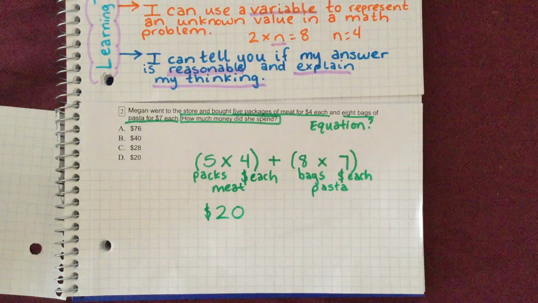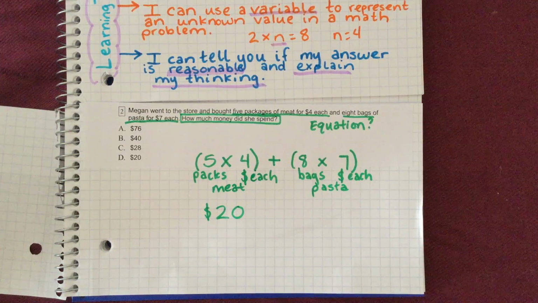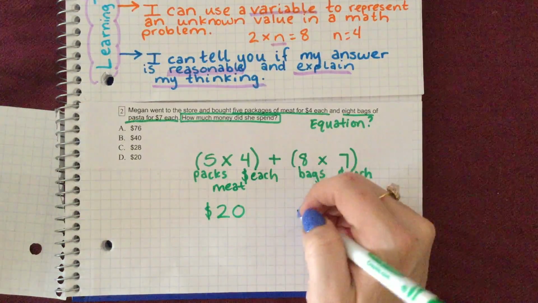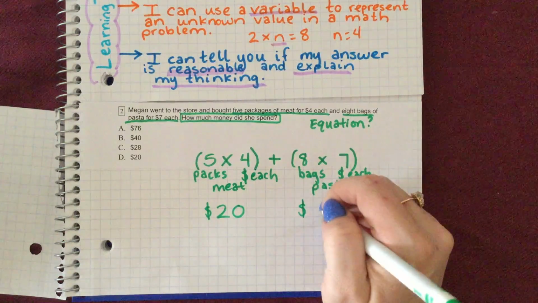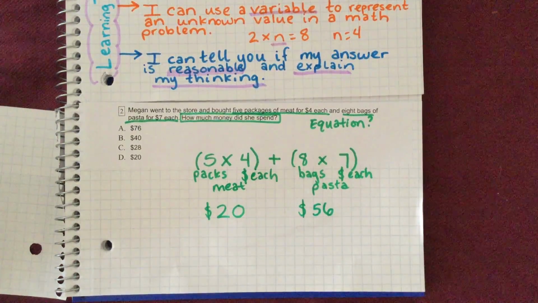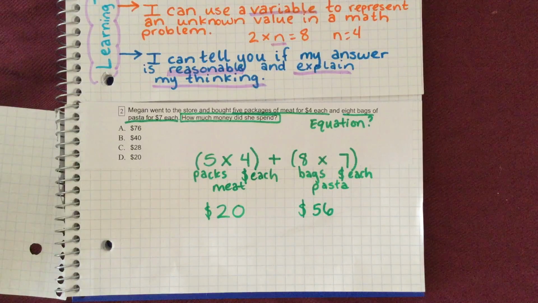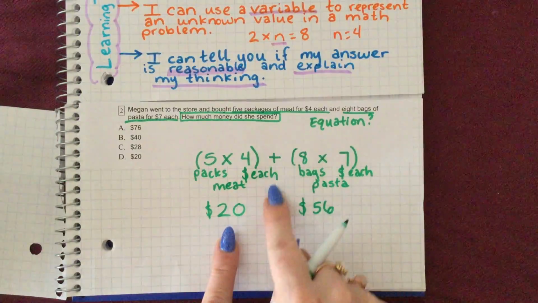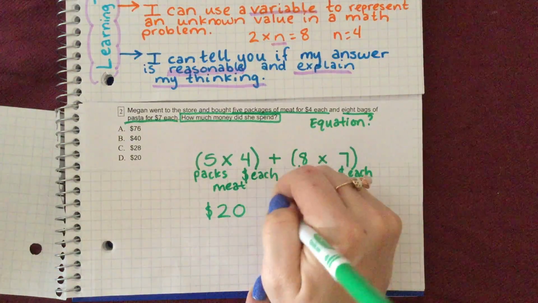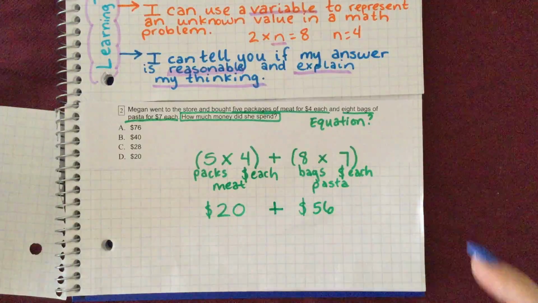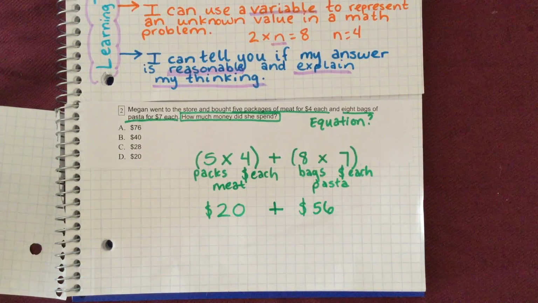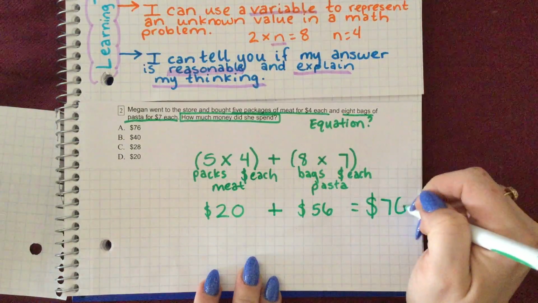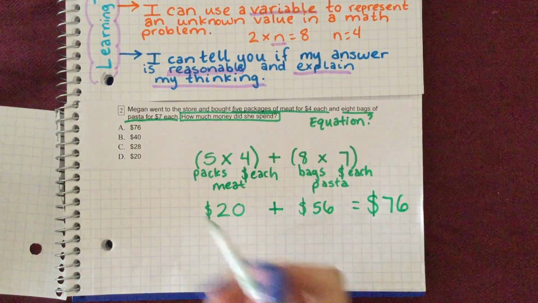Next, we've got 8 times 7. And 8 times 7, 8 groups of 7, 8 bags of pasta for $7 each. That's right, you nailed it. It's $56. So that's how much money she spent on pasta. What do we do with these two amounts? That's right, we add them together. 20 plus 56. Awesome job, everyone. That is a total of $76 that she spent at the grocery store.